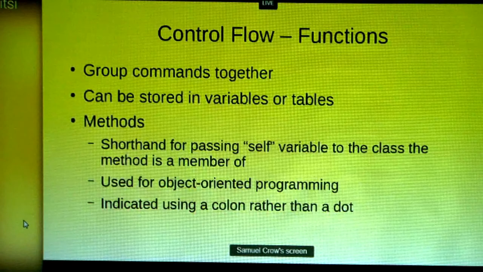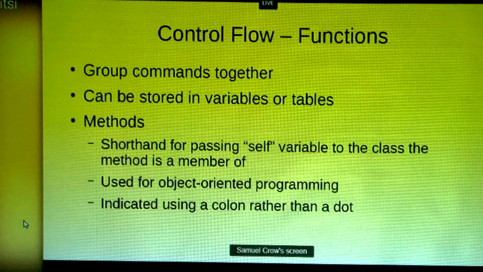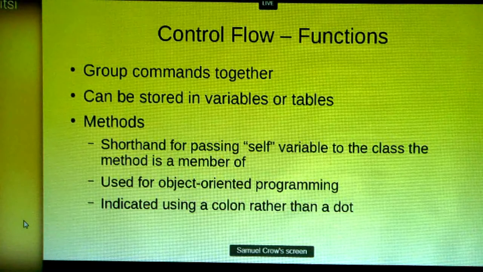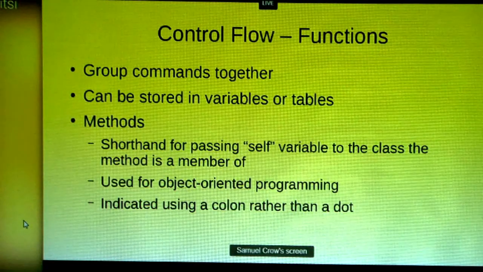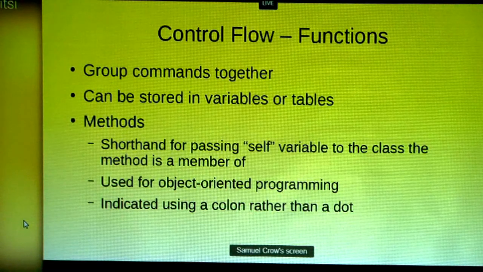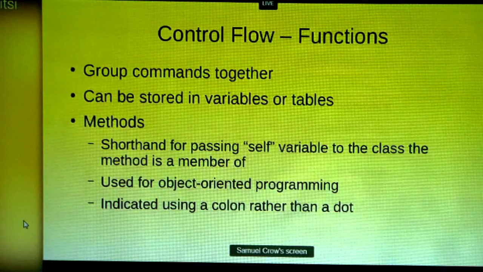Functions group commands together. In Hollywood, they can be stored in variables like any other constant data type, or stored as table members. Methods in Hollywood are implemented as a shorthand for passing the table containing it as the self parameter in the function. It's an object-oriented version of the function type, indicated using the colon notation rather than the dot notation. And of course, once we cover object-oriented programming in the second slideshow, that will become readily apparent.